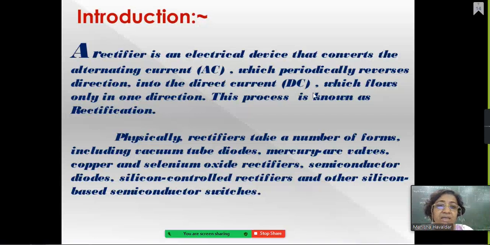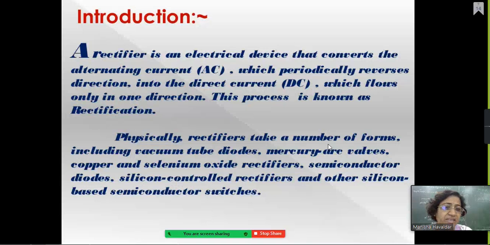Now, which periodically reverses direction into the direct current. So basically, a rectifier is an electrical device which converts the alternating current into direct current. Direct current means the one which you have used till now, that is with the electrical cell. The current which we get is a direct current. That is, it doesn't reverse its direction, it flows only in one direction. So this process is known as rectification.